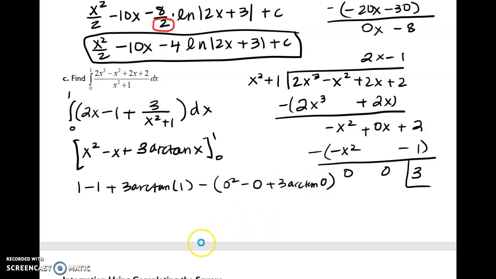On the AP test, you could leave your answer right there. We're going to go ahead and simplify it. 1 minus 1 is 0 plus 3 arctan of 1. Arctan of 1 means when is tangent equal to 1? That is when sine and cosine are equal to each other, at pi over 4. Minus 0. Arctan of 0 is also 0. That's when tangent is equal to 0. And so our final answer is just 3 pi over 4.